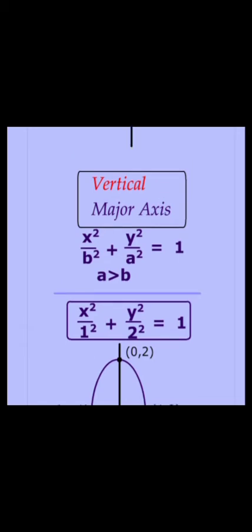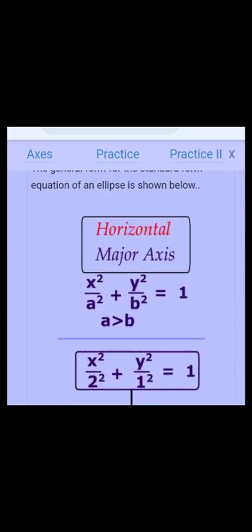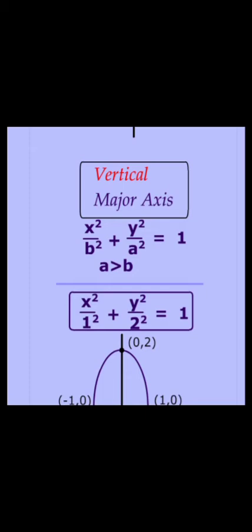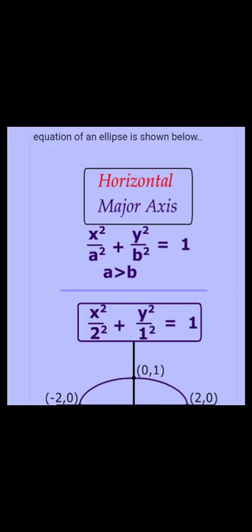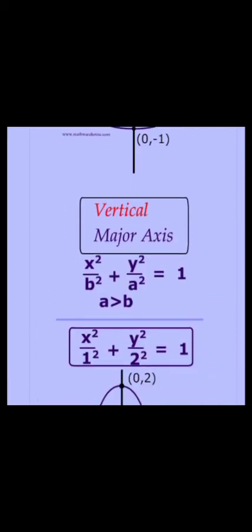So if you notice, class, what is under x squared when the major axis is horizontal is a squared. But when the major axis is vertical, what is under x squared is b squared. What is under y squared is b squared when the major axis is horizontal, while what is under y squared is a squared if that is a vertical major axis.